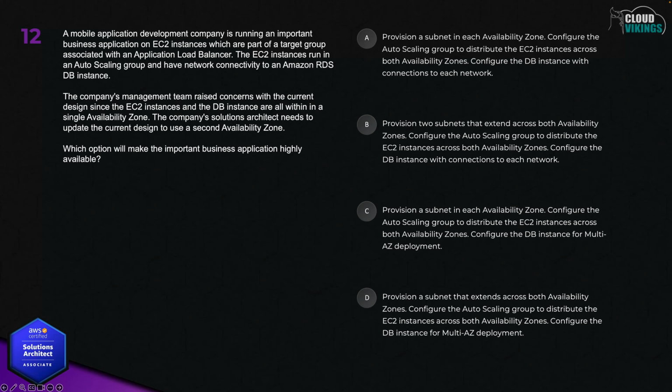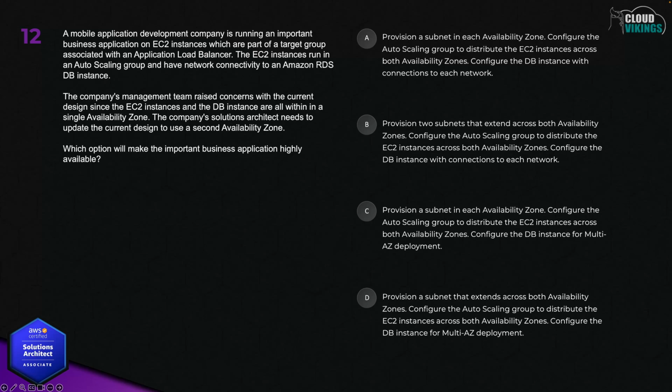A. Provision a subnet in each availability zone. Configure the autoscaling group to distribute the EC2 instances across both availability zones. Configure the DB instance with connections to each network. B. Provision two subnets that extend across both availability zones. Configure the autoscaling group to distribute the EC2 instances across both availability zones. Configure the DB instance with connections to each network.